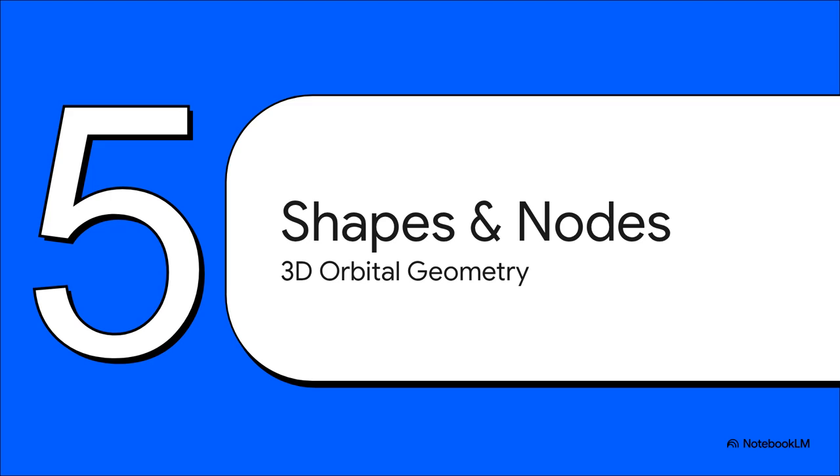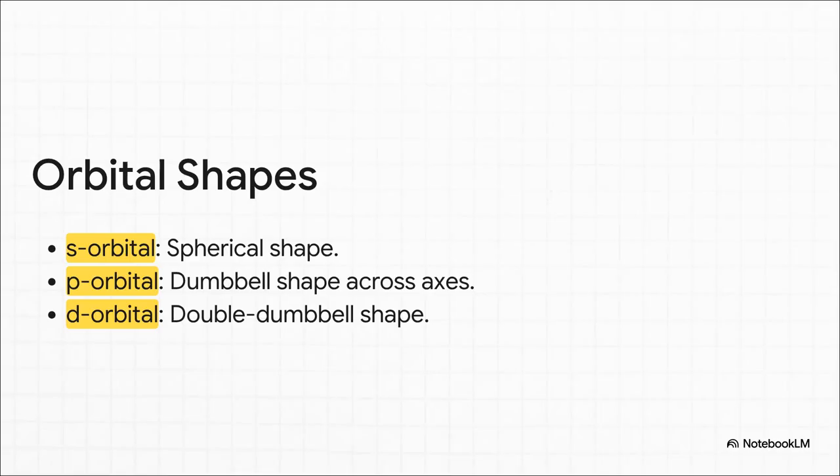Section 5. Orbital shapes and nodes. We've been using this analogy of rooms, but physically, what does this actually look like? Geometrically, the s orbital is perfectly spherical, like a hollow ball around the nucleus. The p orbitals look like dumbbells stretching across the x, y, or z axes, which, by the way, is exactly why they are named px, py, and pz.